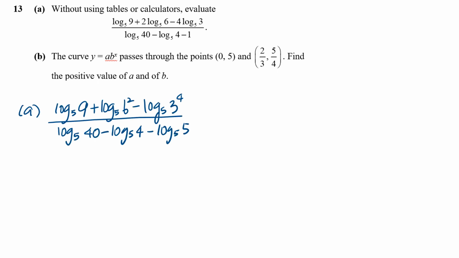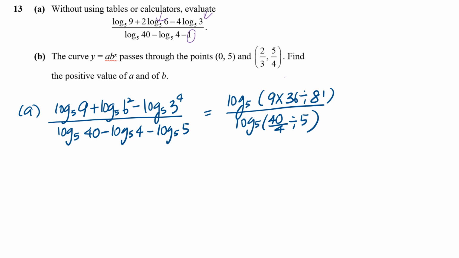Okay, so in this case here, I have applied the power law, and then I write 1 as log 5 base 5. The next step is I can apply my product law. Here it's quotient law. Likewise for the one below, it will be quotient law throughout. So it's 40 divided by 4 divided by 5. You write it as 40 over 4 divided by 5. This chunk of thing, you can just use a calculator to simplify. Likewise for this chunk.